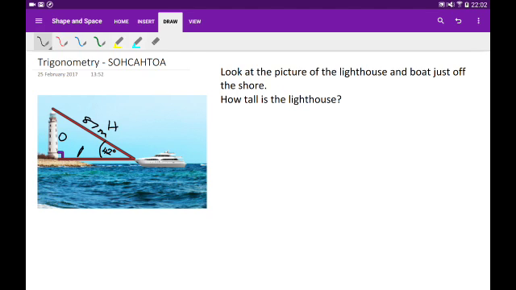And the other side then is the adjacent. Adjacent means next to. So that is the side next to the angle 42 degrees. Once we've labelled the three sides, we can now work out what formula to use.